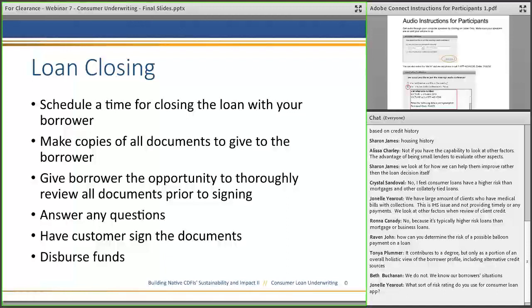Loan closing, just quickly go through this. You want to schedule time for this with your borrower. Make sure that they have copies of all the documents that they need. Give them a chance to review them prior to signing and answer any of their questions. Loan closing is a really great opportunity for you to improve that borrower relationship, which is really key. So helping them understand what their obligations are under the loan, that you, as a CDFI, are here to help. What should they do if they run into trouble? What is the ongoing TA that's available to them? What's required from them? And just as you've been providing TA throughout the loan application process, you want to continue that relationship with loan closing.